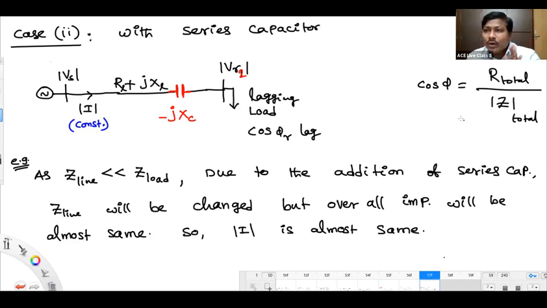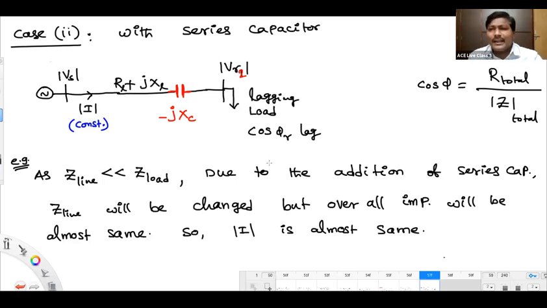But what about the Z total? It is decreasing by a little. Yes or no? Because of this minus jX. So Z total will be decreased a little bit. So cos phi will be slightly improved. A small, negligible improvement in the power factor can be expected because of this series capacitor addition. All of you getting this?